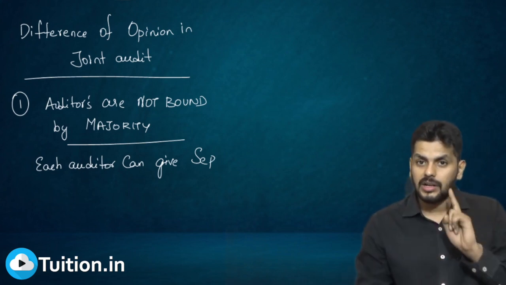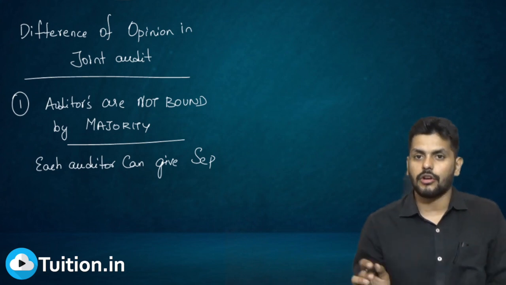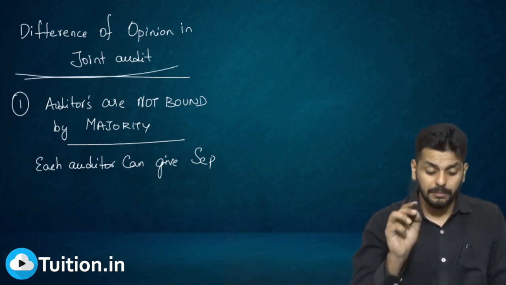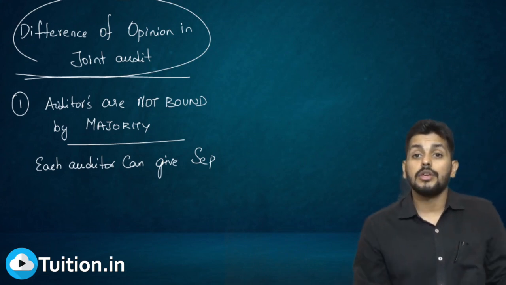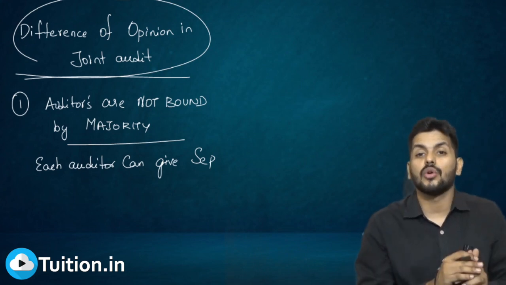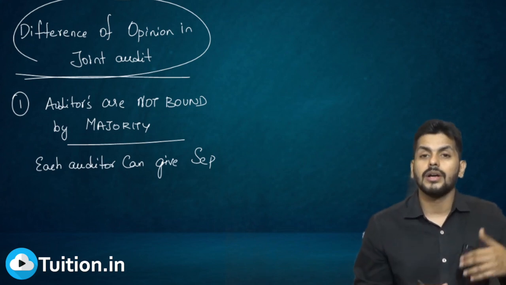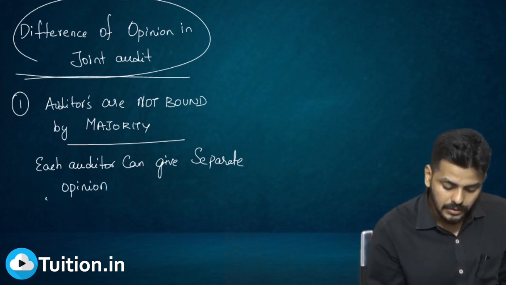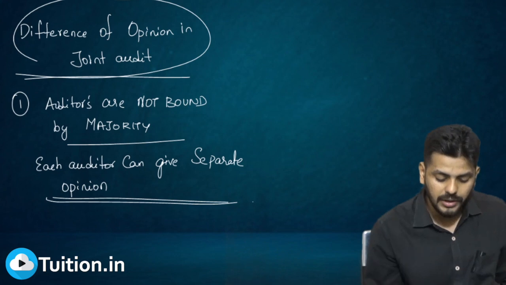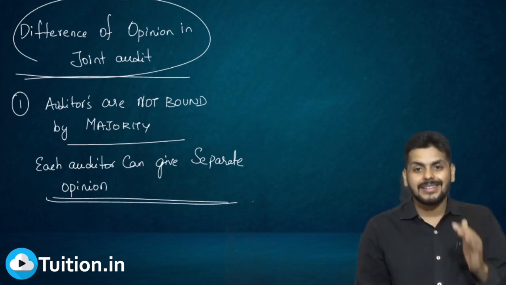Normally there is one report issued in the joint audit. After joint audit is over, normally one report only is issued. But if there is a difference of opinion, then they are not bound by majority. There is no rule of that sort, is what I am trying to make very clear. Each joint auditor can give a separate opinion. There is no rule that you're bound by any majority.